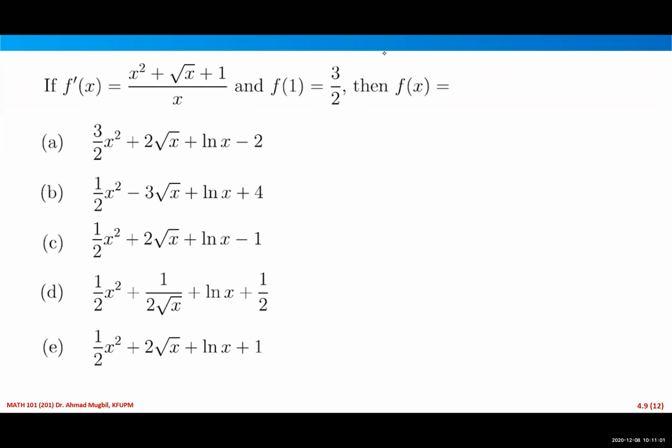Just simplify the function, find the antiderivative, then use the condition that is given for you. I think it is enough. Let me share with you. Choose now, Shabab, if you want to choose. Let me share with you the results.